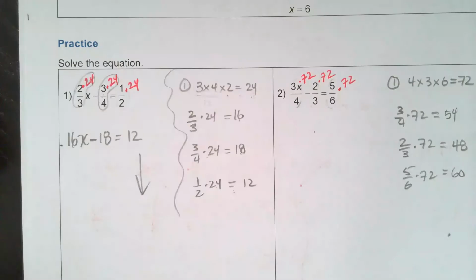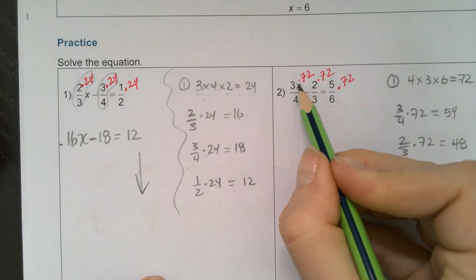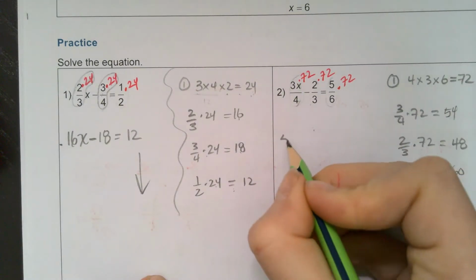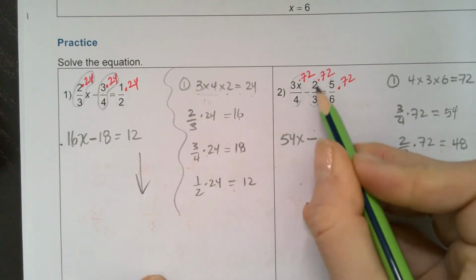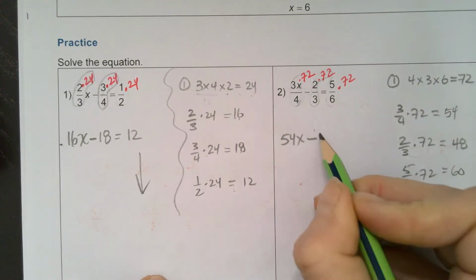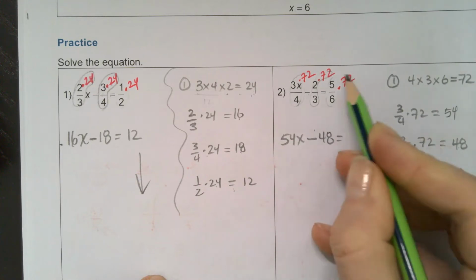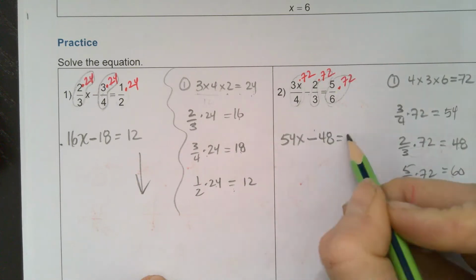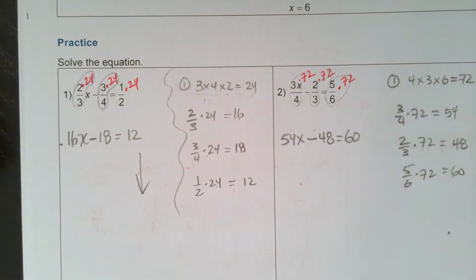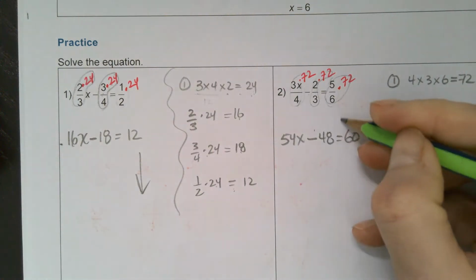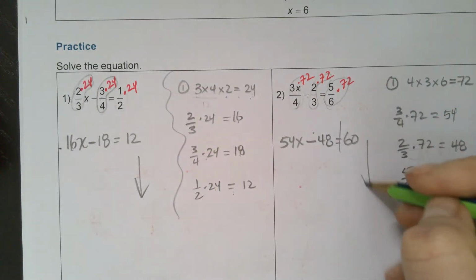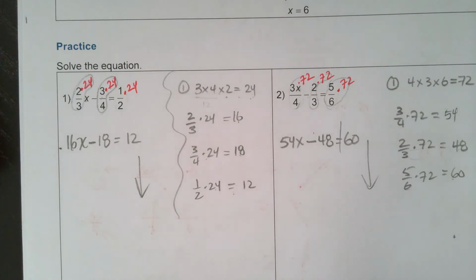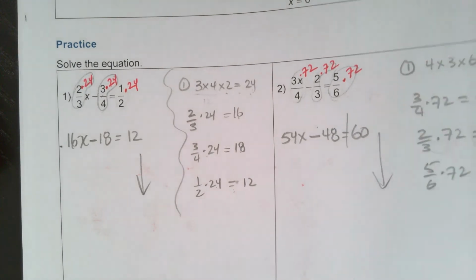Okay. So this has an x, so this is 54x minus 48, equals, and this we did here was 60. Now it's just a normal looking equation that we can solve. We got rid of the fractions. Okay. So you have to finish solving it for homework, okay? But let's start with the next one.